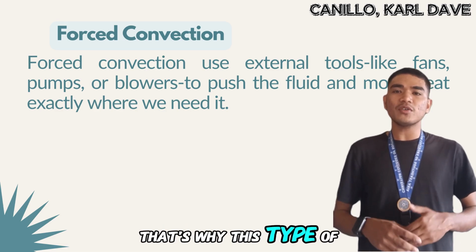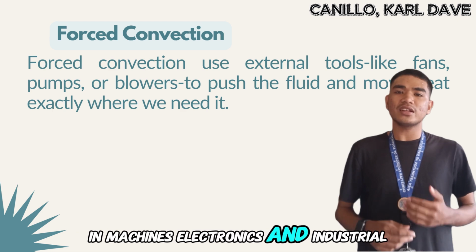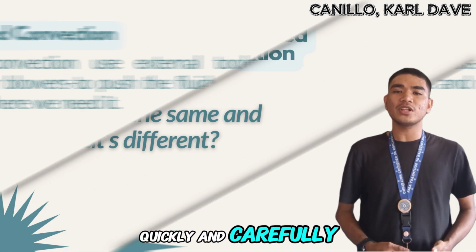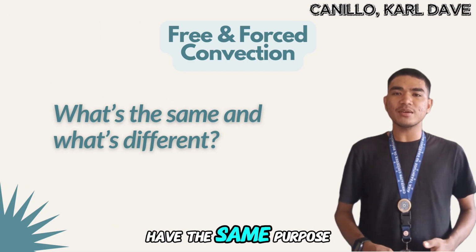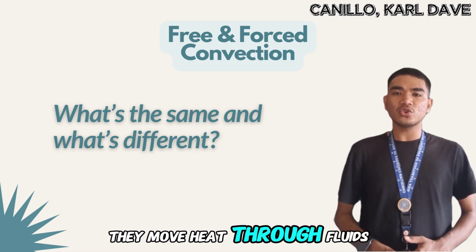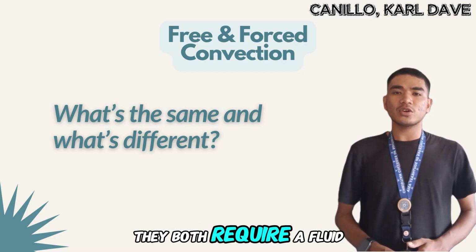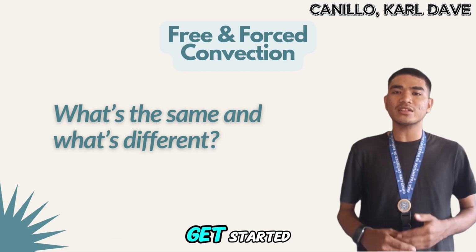That's why this type of convection is used widely in machines, electronics, and industrial systems, where heat must be managed quickly and carefully. Both free and forced convection have the same purpose. They move heat through fluids to make temperatures more even. They both require a fluid like air or water and a temperature difference to get started.